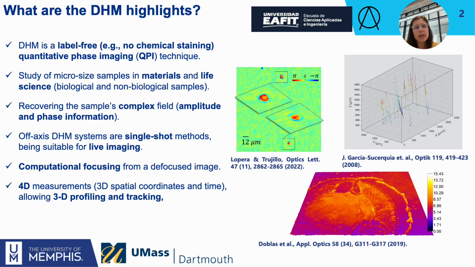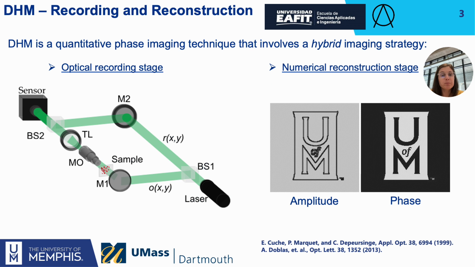So we already know the advantages of holograms. We don't need to stain the sample, and it works for materials and life sciences. We have both amplitude and phase images because we record the complex amplitude distribution, and that allows us to generate patterns, and to focus computationally at different planes. So this is extremely important for 3D profiling or tracking, as I'm going to show you in one of the examples.